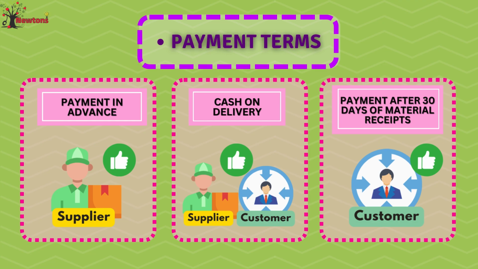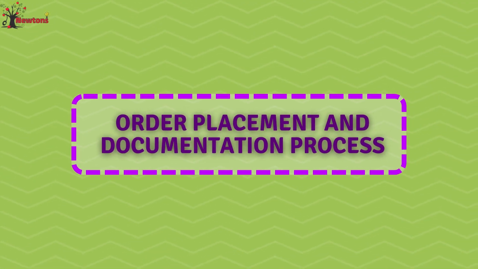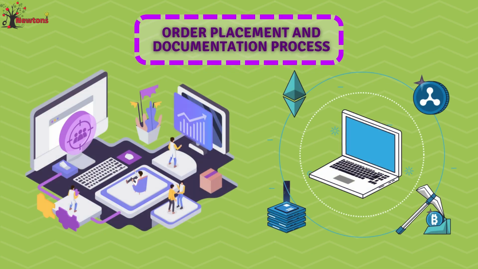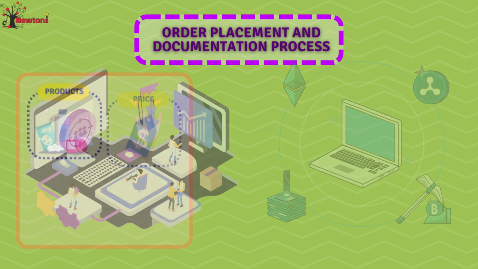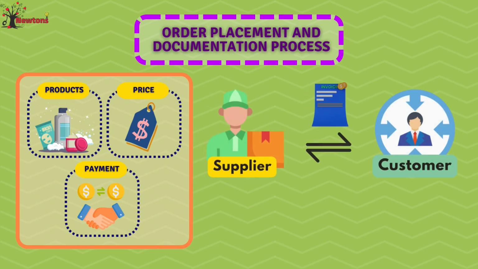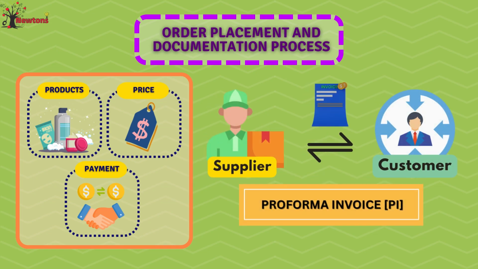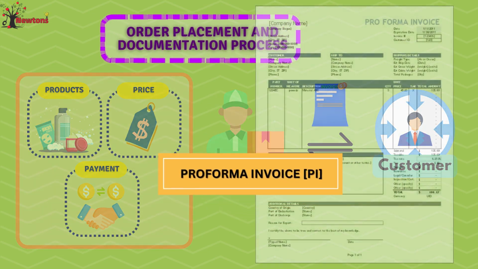Finally, let's discuss order placement and documentation process. Order placement and documentation are complex processes involving robust IT systems to track, communicate, and record each transaction step. Let me take you through an order placement process. Once the product, price, and the payment terms are finalized, the supplier issues a document called a Proforma invoice to the customer detailing all the agreed terms. It looks something like this.